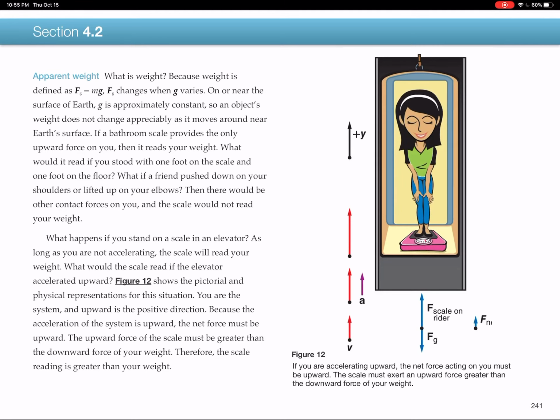Similarly, if the elevator were accelerating downward, then the net force would be downward. That means that the force of the scale would be less than the force of gravity. When you do these types of problems, you'll see that the force of gravity is always equal to m times g. We're only going to work with situations on the Earth's surface where g is equal to 9.8. So in these cases, the force of gravity is always going to be just the mass times that 9.8 meters per second squared.